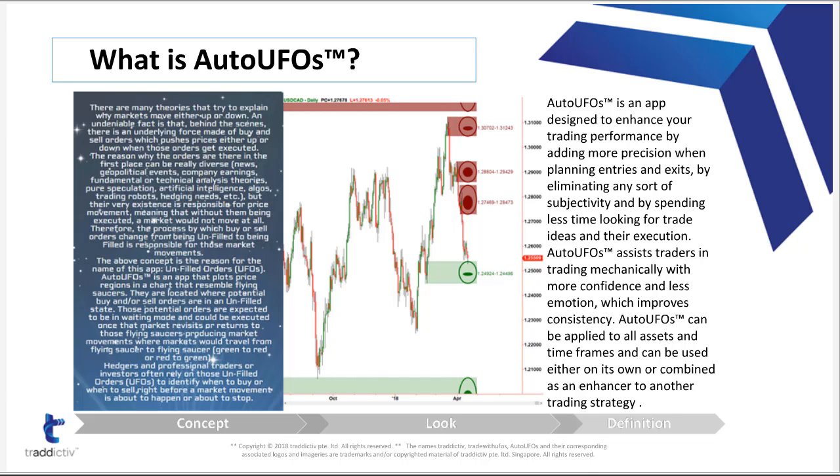So AutoUFOs is an app designed to enhance your trading performance by adding more precision when planning entries and exits. So two concepts: adding precision, which is always important in the life of a trader, because adding precision reduces the risk, but also planning entries and exits, which means that those UFOs could be used to either initiate or close a trade. Now, this is done by eliminating any sort of subjectivity, and also spending less time looking for trade ideas and their executions. Why?